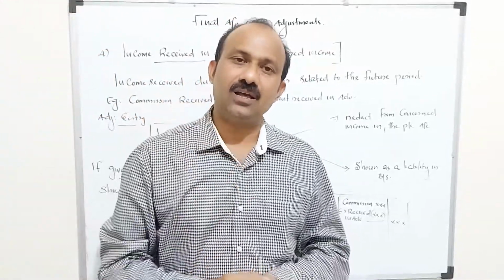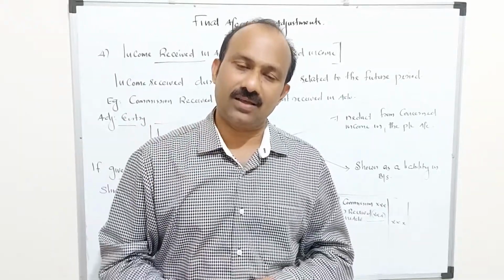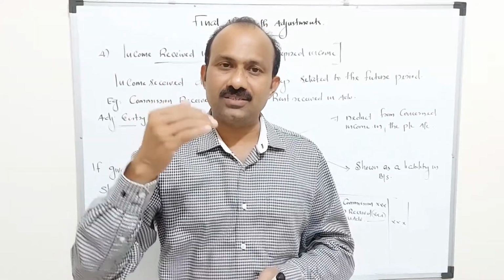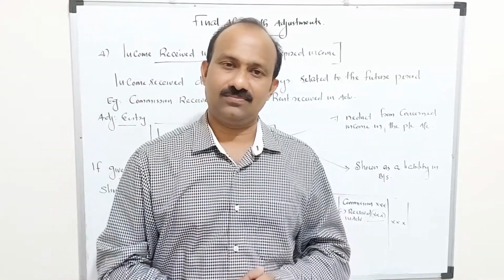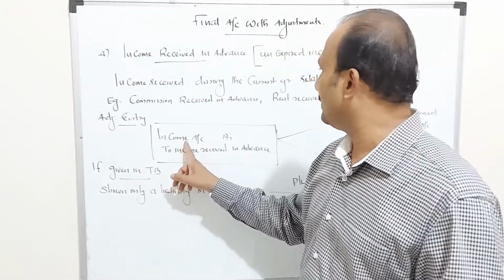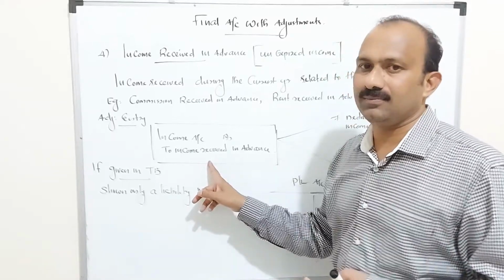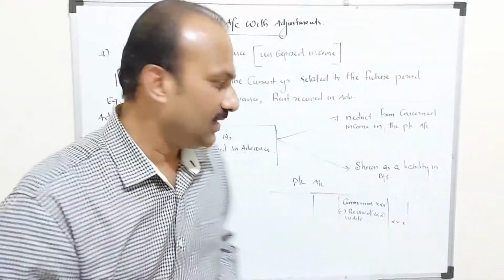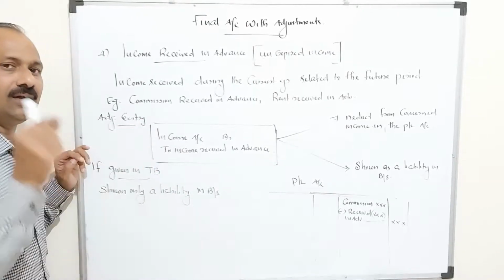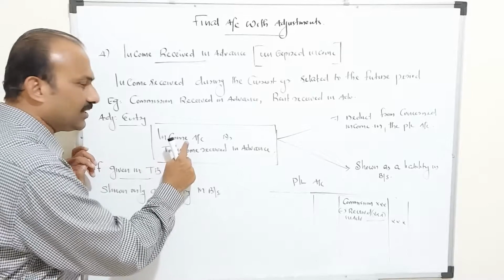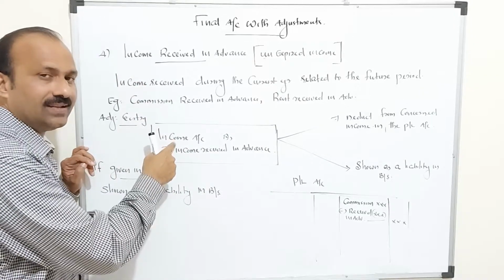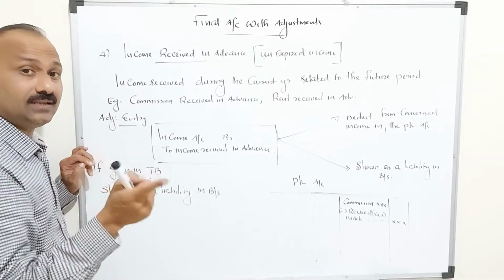Such types of incomes are known as income received in advance. For example, commission received in advance. The commission received in advance, you have to deduct. What is the adjusting entry for that? Income account debited to income received in advance. Which income is received? Rent. Rent is an income. Rent received is debited here because your income is reducing. Income reducing, debited. Income increasing, credited.